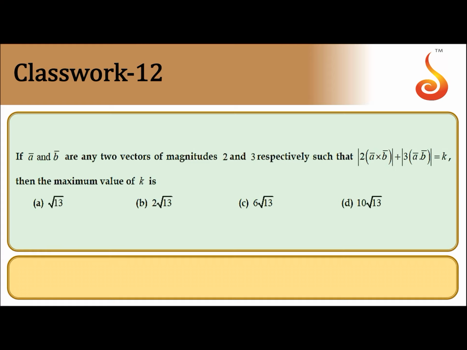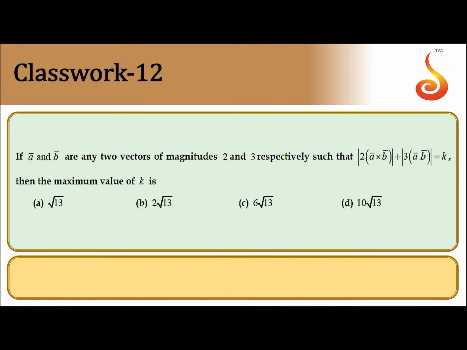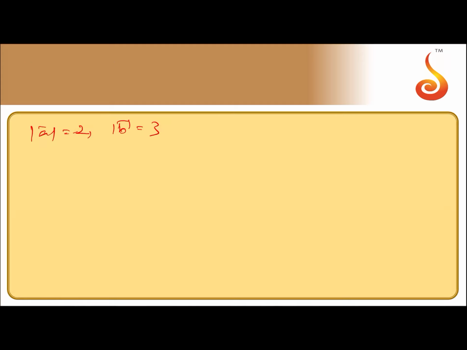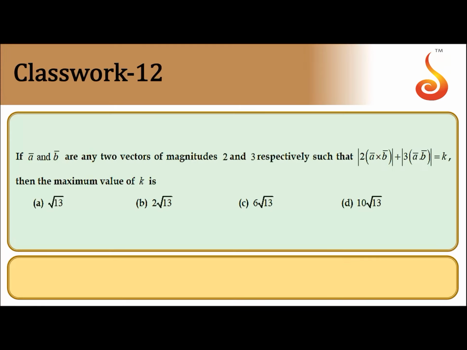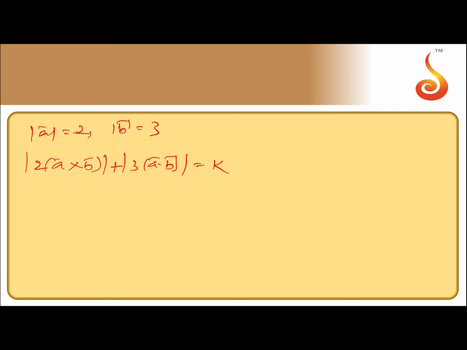Coming to the next one. If A and B are any two vectors of magnitude 2 and 3, so magnitude of A is 2 and magnitude of B is 3, and 2 times modulus of A cross B plus 3 times modulus of A dot B is equal to K. You're asked to calculate the maximum value of K.